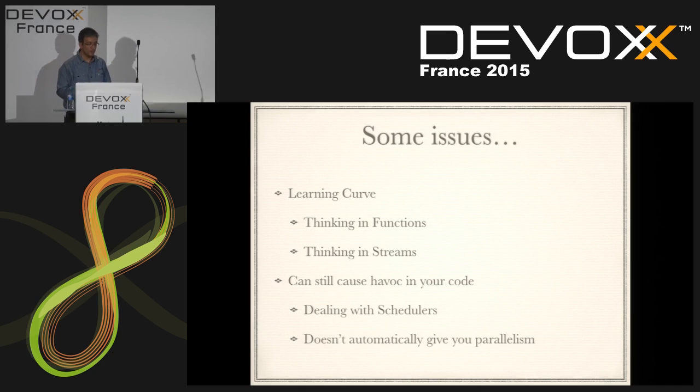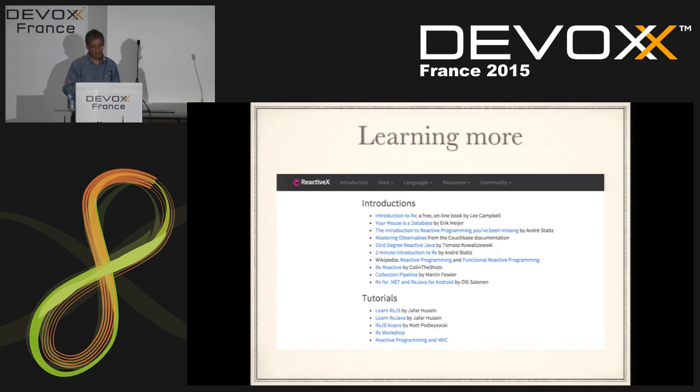There are some issues. It has a learning curve. You have to think a lot in functions. You have to think a lot in streams. And as I said, you can still cause havoc. You can still cause deadlocks if you start to mess around a lot with schedulers, which can leave you with issues. And it doesn't automatically give you parallelism, right? Because you can screw up and you can actually do state management inside an observable, so that can lead you to problems in itself. If you want to learn more, go to the ReactiveX website.